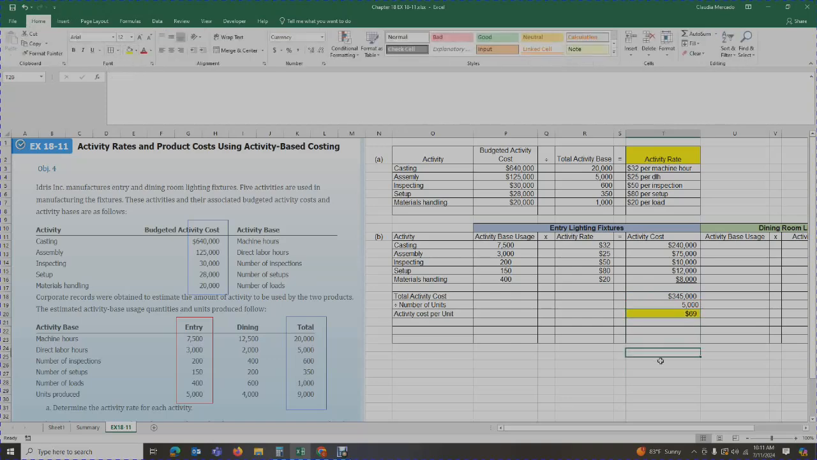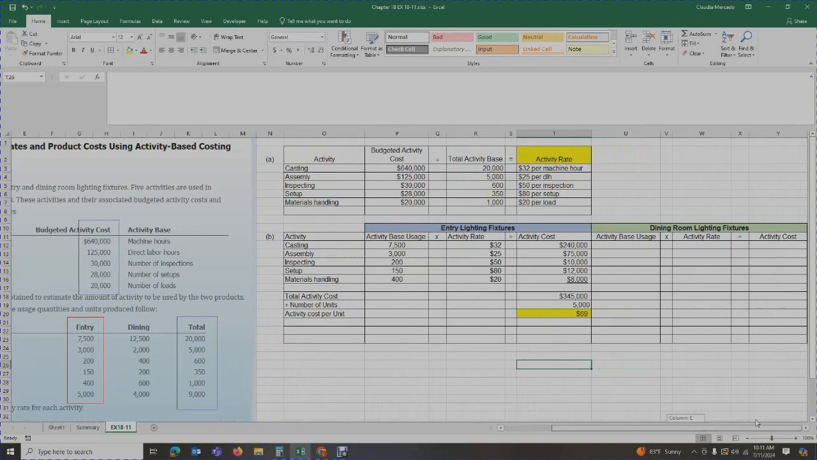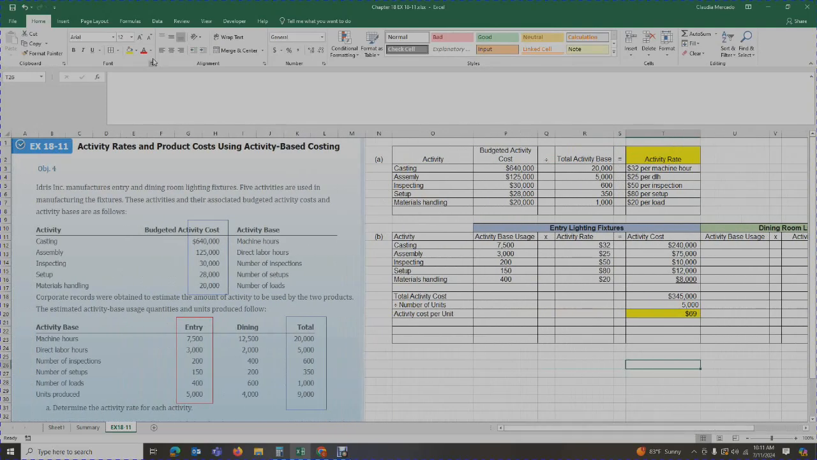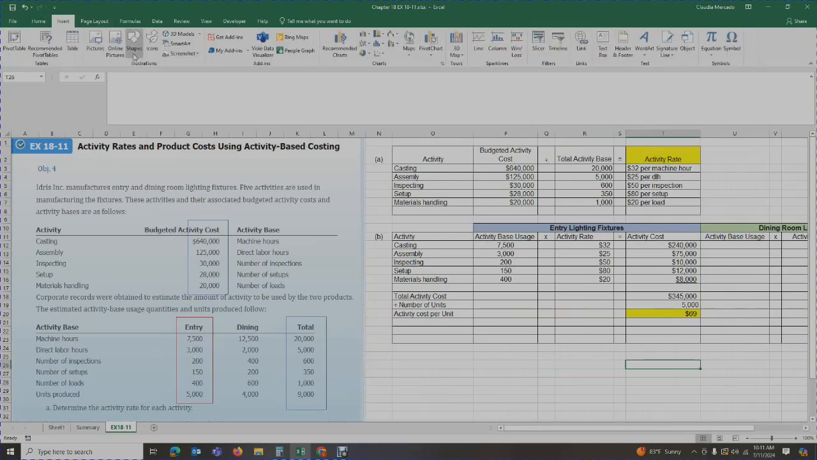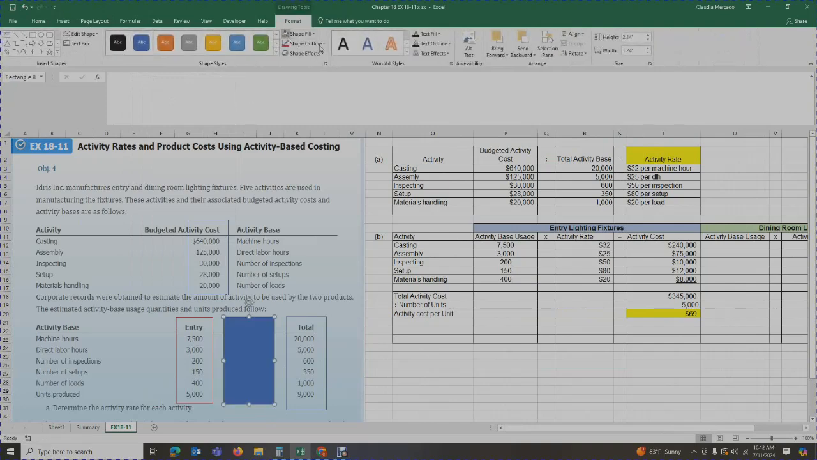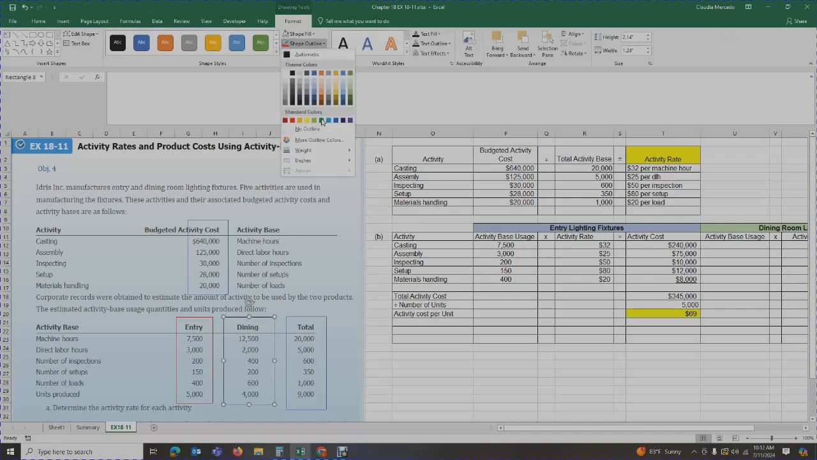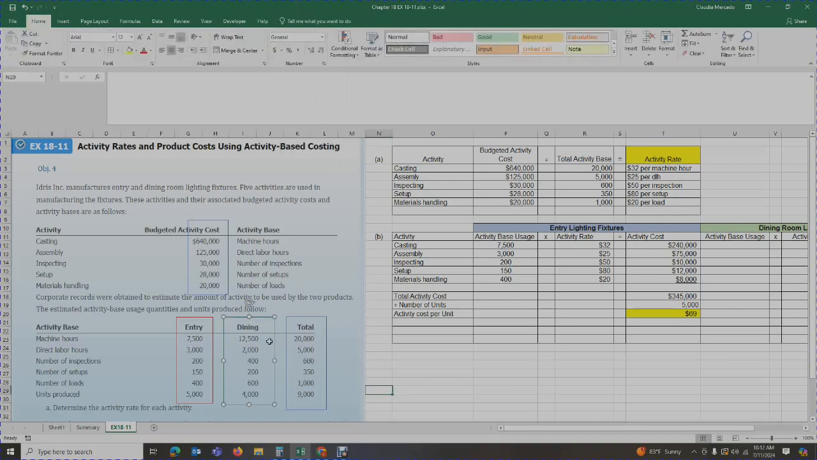So it cost me $69 to manufacture each of the entry lighting fixtures. Okay, so we are going to repeat the same thing, but now for the dining room fixtures. We are going to be using the data where it says dining down here. So now we're looking at the dining area fixture information.